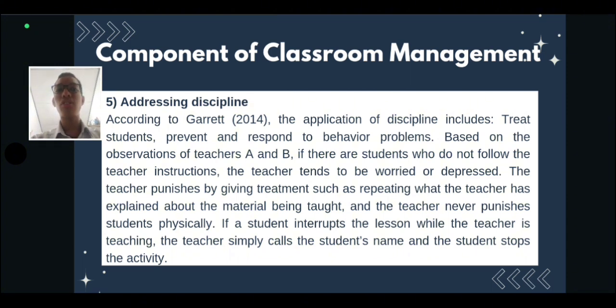If there are students who do not follow the teacher's instructions, the teacher tends to be worried or depressed. The teacher punishes by giving treatment such as repeating what the teacher has explained about the material being taught, and the teacher never punishes students physically. If a student interrupts the lesson while the teacher is teaching, the teacher simply calls the student's name and the student stops the activity.